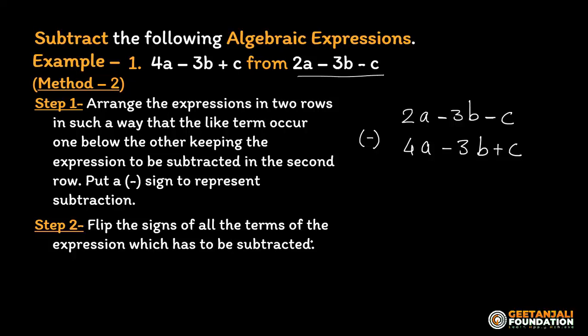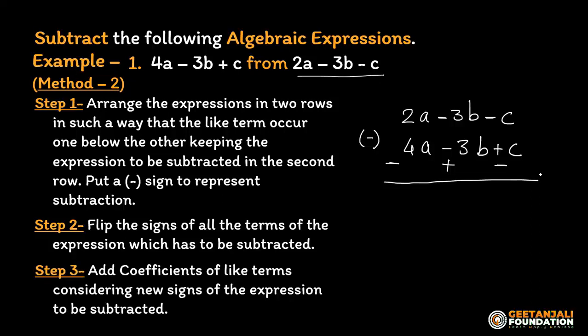Flip the signs of all the terms of the expression which has to be subtracted. So now we have to subtract this expression. So we will flip all the signs over here. So plus 4a will become minus. This minus sign will become plus. And this plus will become minus. Nothing is written before this 4a, so it is a plus. So we have written minus sign once we flip these signs. So now we have followed the second step.